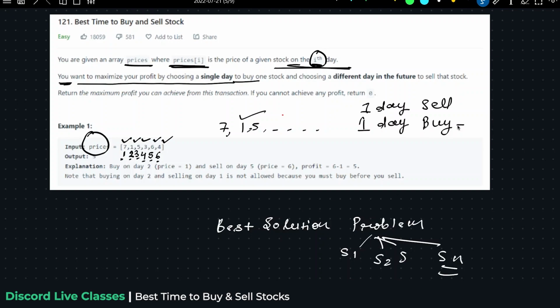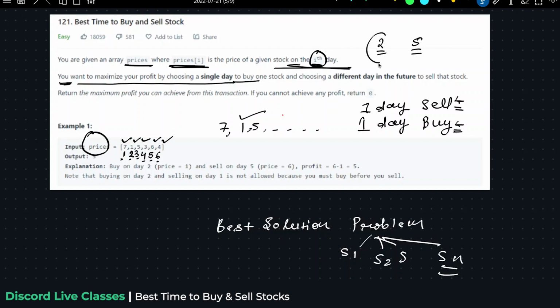So first of all you will buy the stock and then you will sell the stock. We need to find the maximum profit: on which day I will buy the stock and on which day I will sell it, so that I get the maximum profit. Let's suppose I take an example. If I buy the stock on the second day and sell it on the fifth day, then I will get the maximum profit, right?